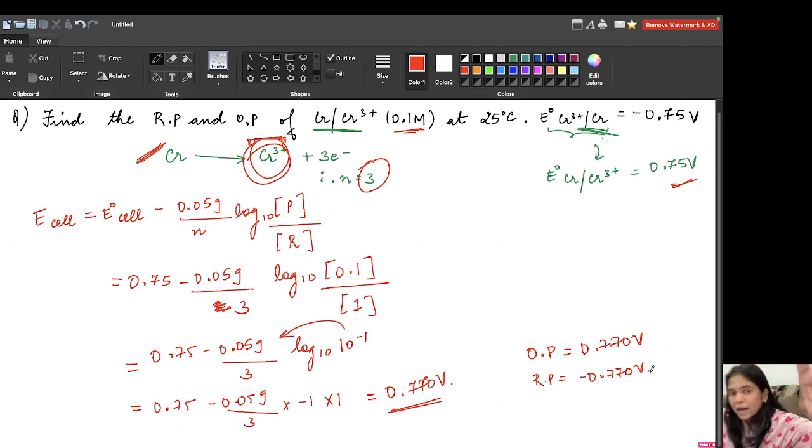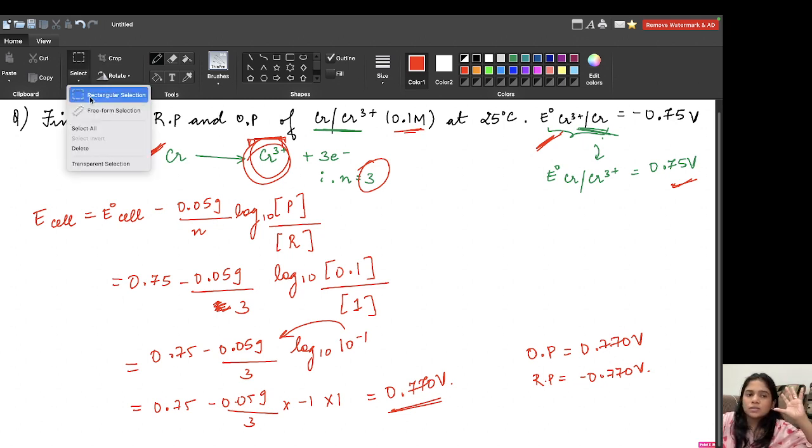Just go back and see how we found the reduction potential also. Same thing only. The only difference is that for reduction potential the E naught value should be in reduction potential, and for this case, the E naught value should be in oxidation potential.